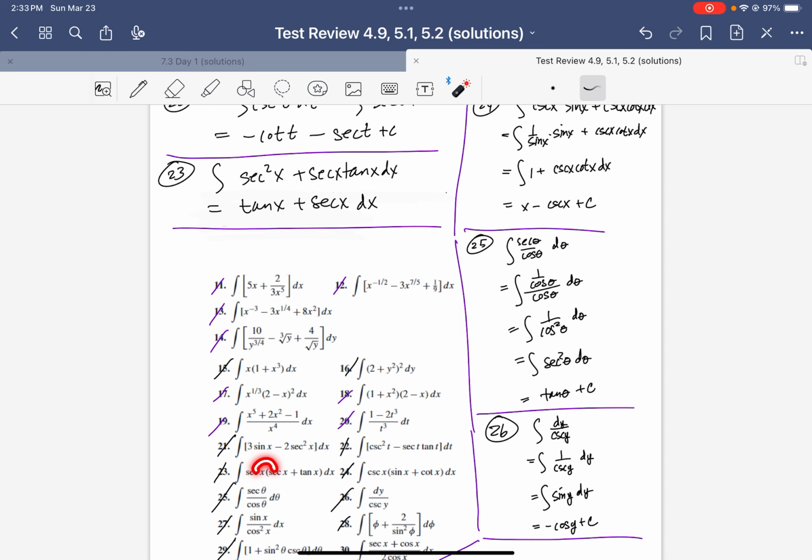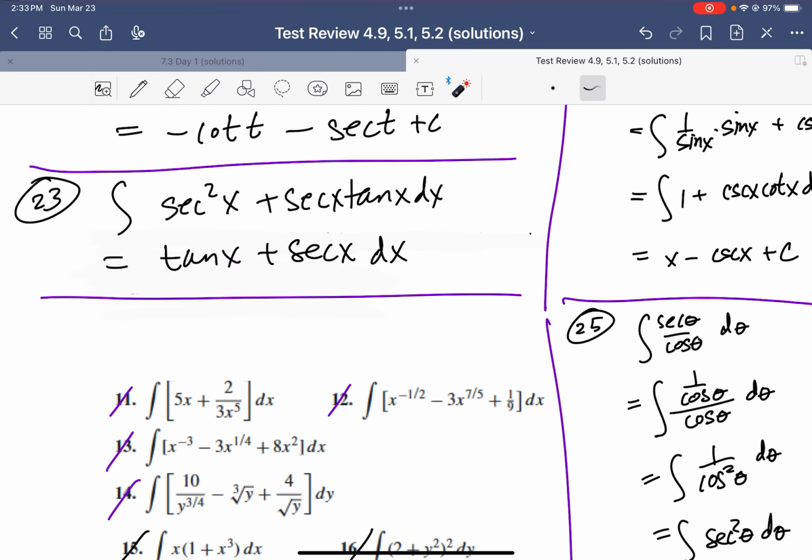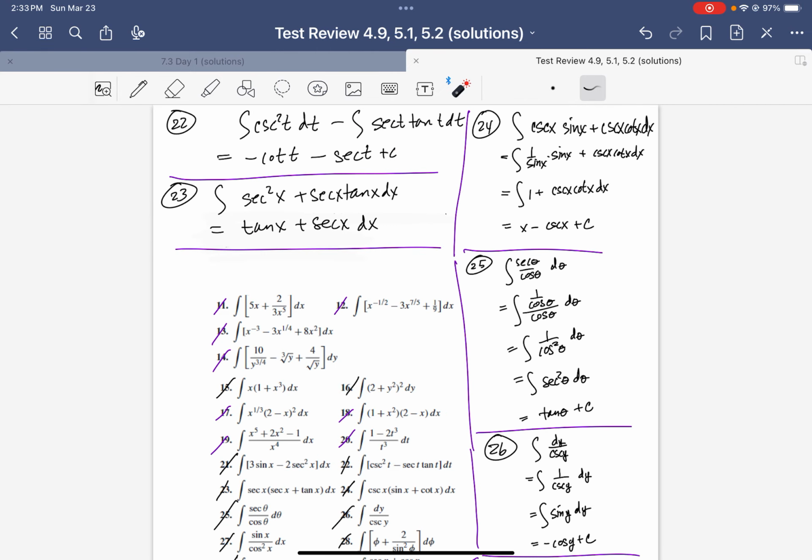23. Well, first I would distribute here to get this. And then the antiderivative of tangent is secant squared. And the antiderivative of secant is secant tangent.